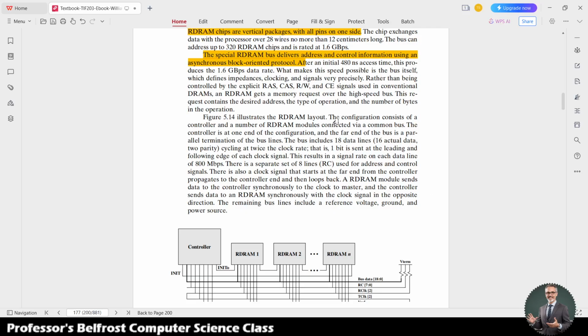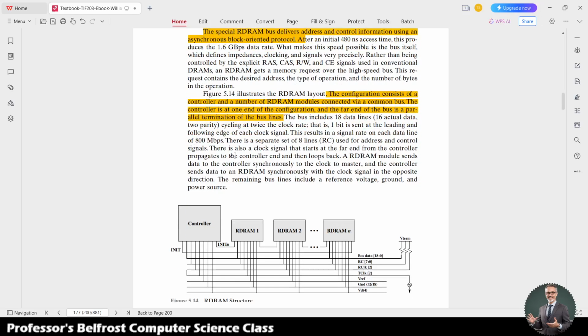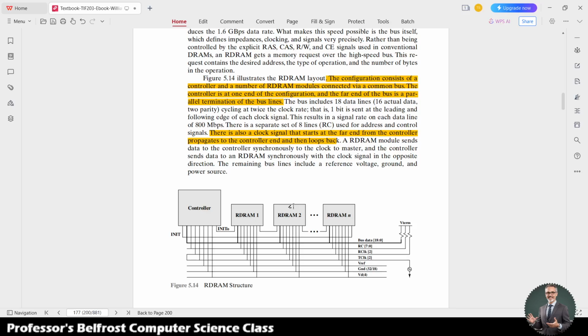So you see, the configuration of RDRAM consists of a controller and a number of RDRAM modules that connect via a common bus. The controller is at one end of the configuration, and the far end of the bus is a parallel termination of the bus line. There is also a clock signal that starts at the far end, propagates toward the controller end and then loops back. An RDRAM module sends data to the controller synchronously with the clock to the master, and the controller sends data to the RDRAM synchronously with the clock signal in the opposite direction.